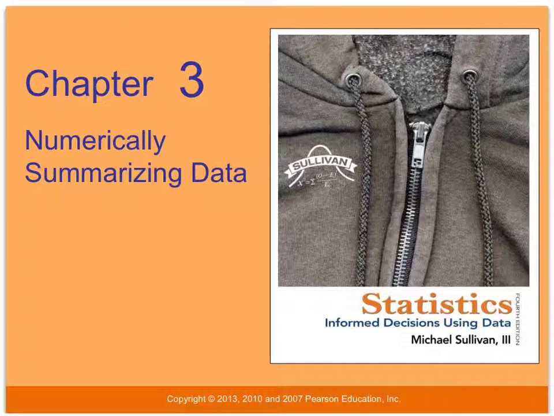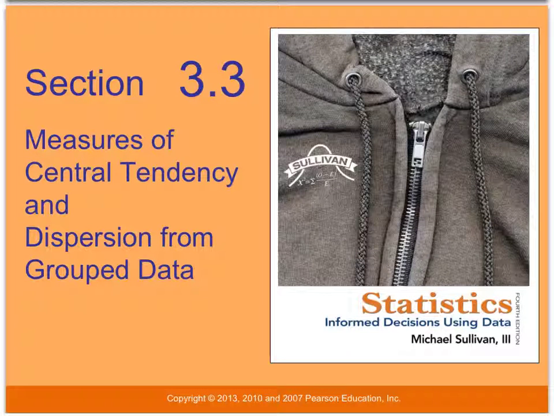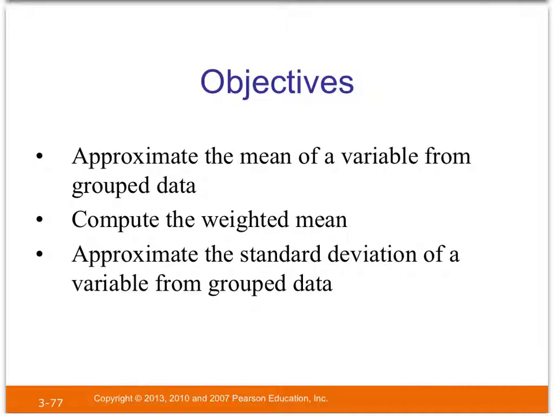Okay, today we're going to be talking about section 3.3, which is measures of central tendency and dispersion from grouped data. So here's what we're going to be talking about. We're going to approximate the mean of a variable from grouped data. We're going to compute weighted mean, and we're going to approximate the standard deviation of a variable from grouped data.